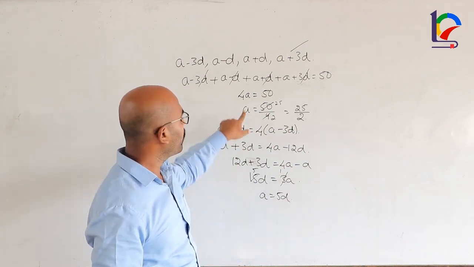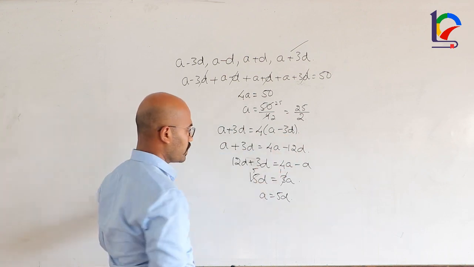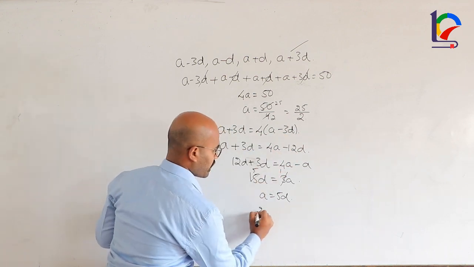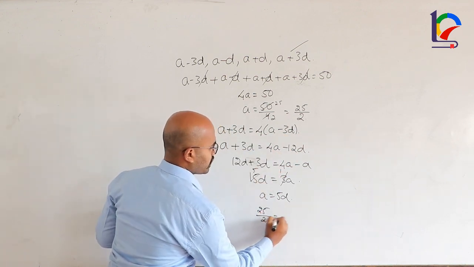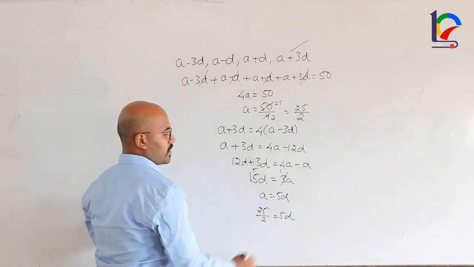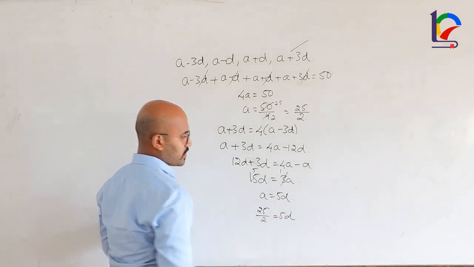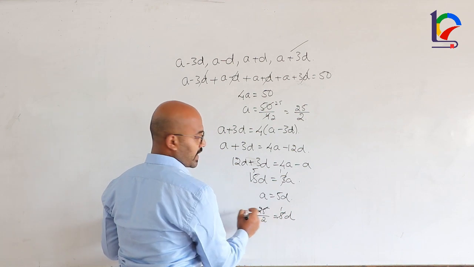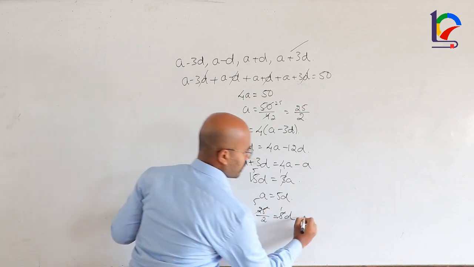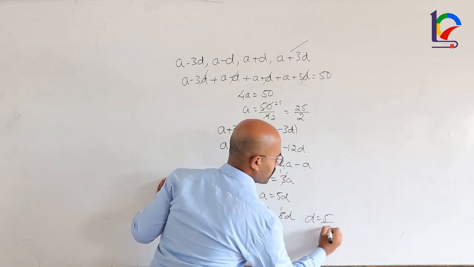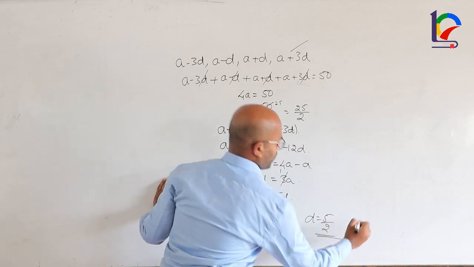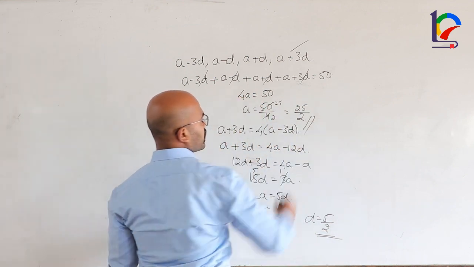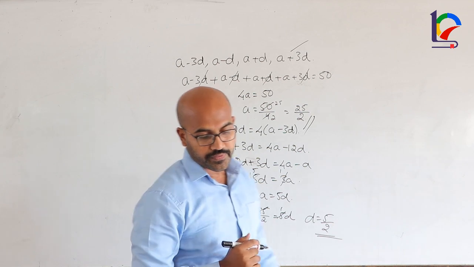So we know the value of a as 25 by 2. So on substituting, we get 25 by 2 is equal to 5d. So let me take 5 to the LHS, or I can cancel it here. So the value of d is 5 by 2, and the value of a is 25 by 2.